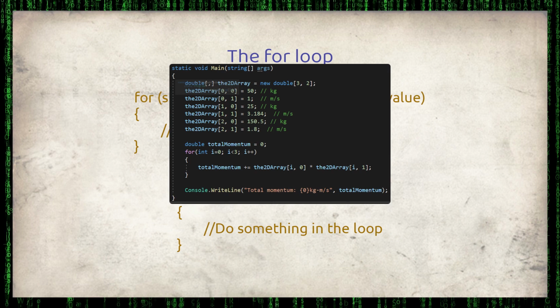But remember I said it's 3 rows and 2 cells that can contain values. So the first 0 we put in refers to the row, so it's the first row, and then the first cell, its index is also 0. So that's our very first value in the array, and we're saying make that value 50.